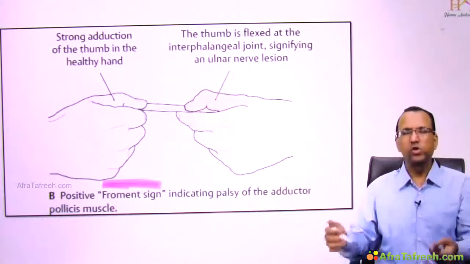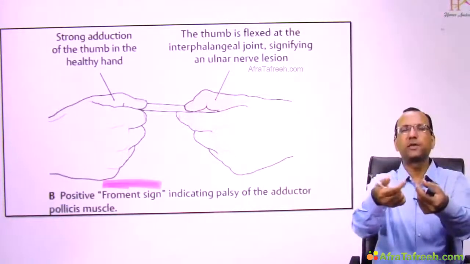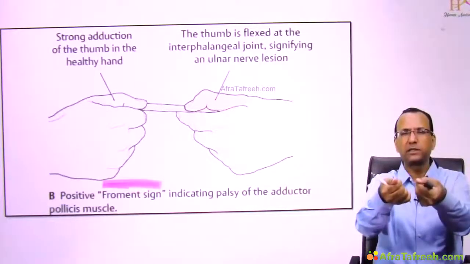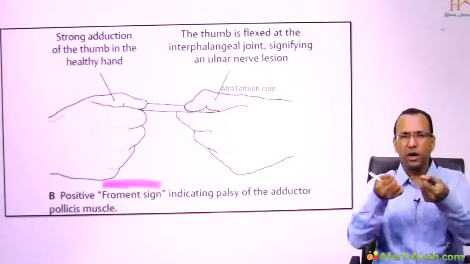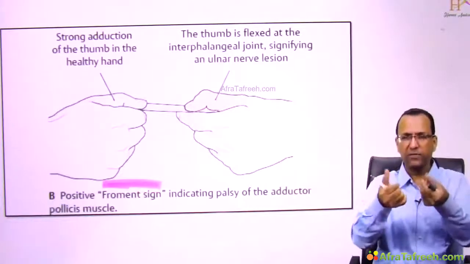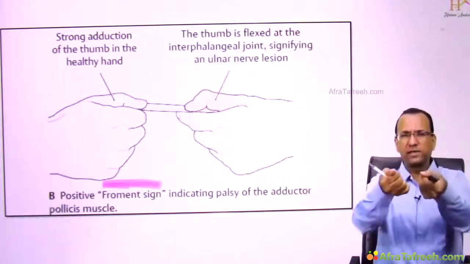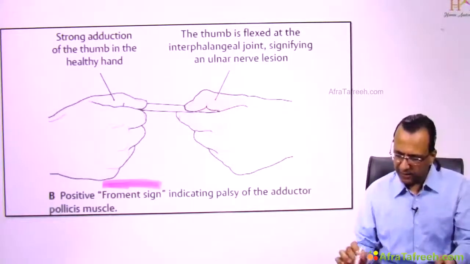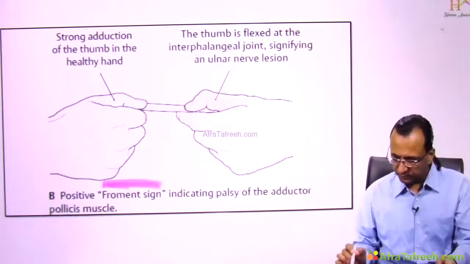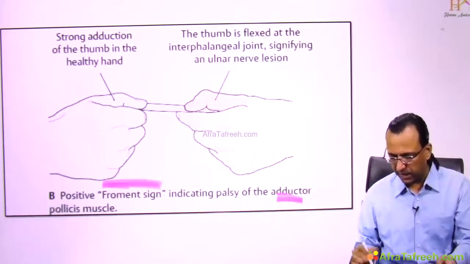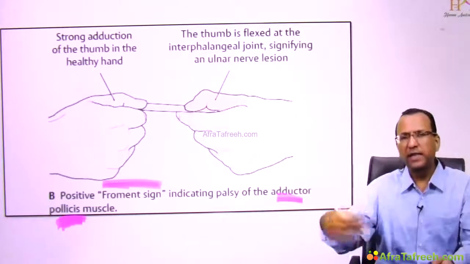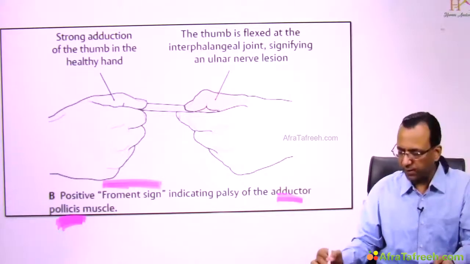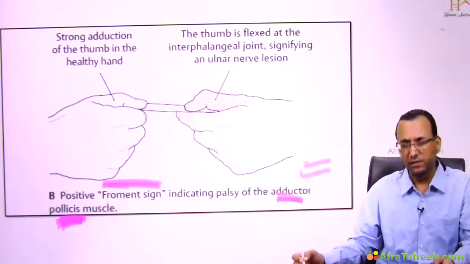Yeah, you give a card to the patient and ask the patient to hold the card, and he will hold it with the help of the adductor pollicis, and you try to pull the card. You feel some resistance, and if you can't feel the resistance, the card is slipping from the fingers. That means the adductor pollicis is not working, and it is an ulnar nerve injury. I'll explain this again in another diagram. But the Froment test will be positive. The Froment test is to check the adductor pollicis muscle.